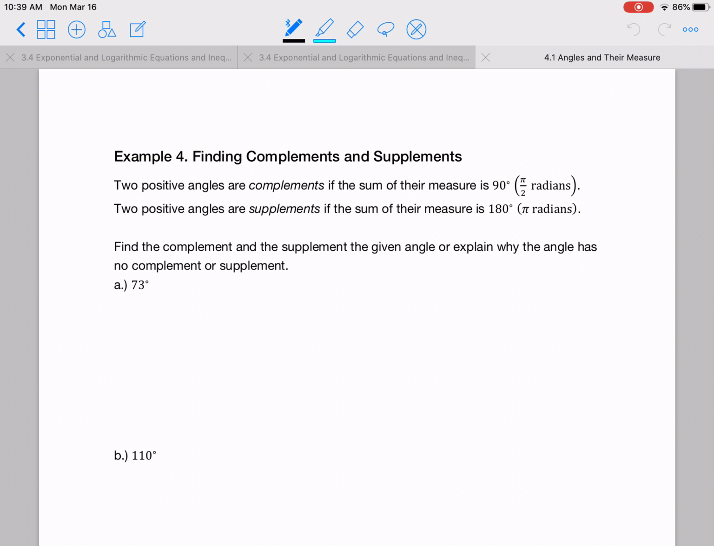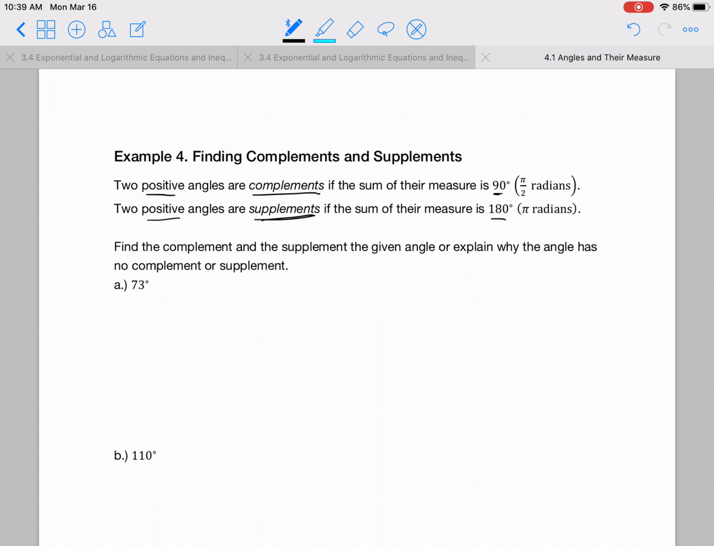Basically, two positive angles are complements if the sum of their measures is 90 degrees or pi over 2 radians. And two positive angles are supplements if the sum of their measures is 180 degrees or pi radians. So to find the complement and supplement, just basically subtract them either from 90 or 180, and that's pretty much going to be it. So let's take a look here.